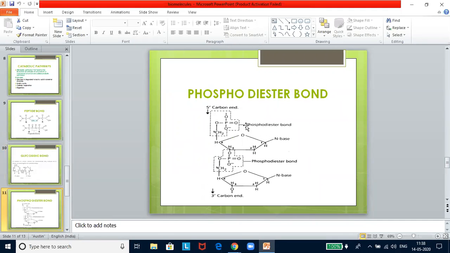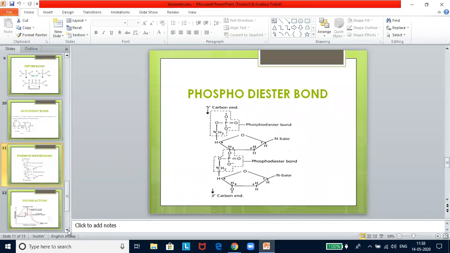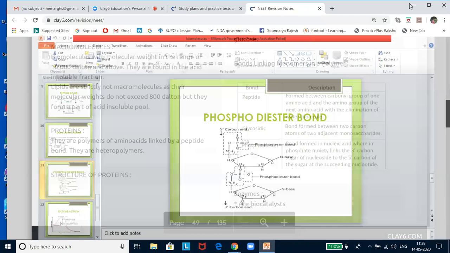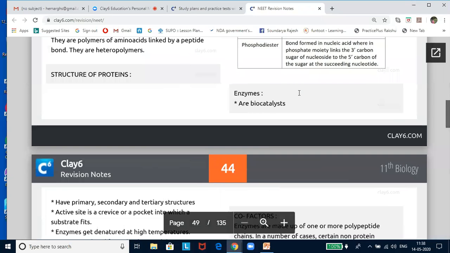So between a 5' end and a 3' end, you will be finding the formation of a bond. So this is called a phosphodiester bond. Now with this we have studied the biomolecules. Now let us get into the enzymes.